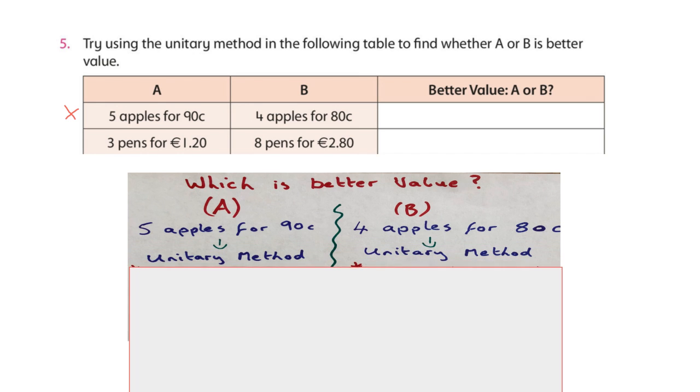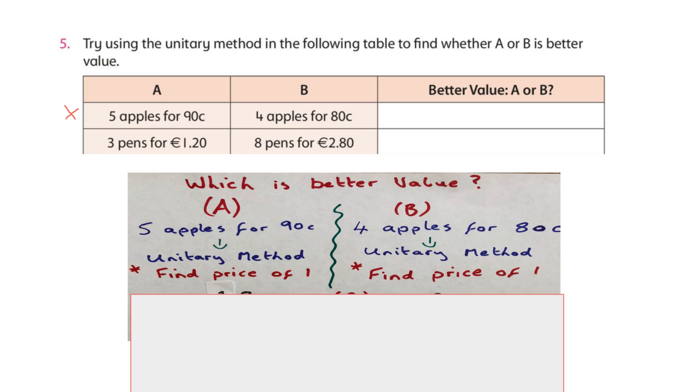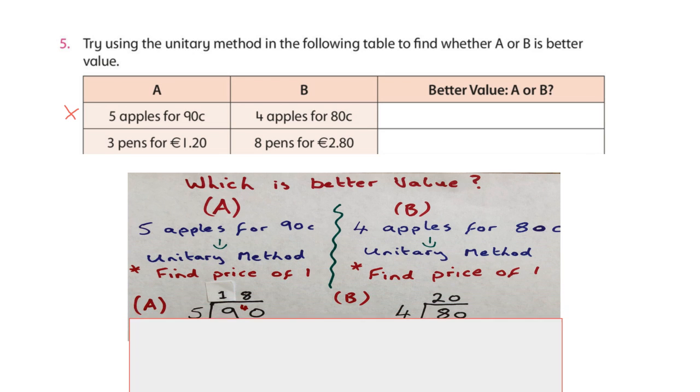So let's have a look. We're going to use the unitary method, so we're going to find the price of one apple. I'm going to have a look at A first, and A is 5 divided into 90. So it's 90 cent divided by 5 to see how much we can get for one apple. And if we look at B, it is 80 cent divided by 4. So 4 into 80 goes 20 times.